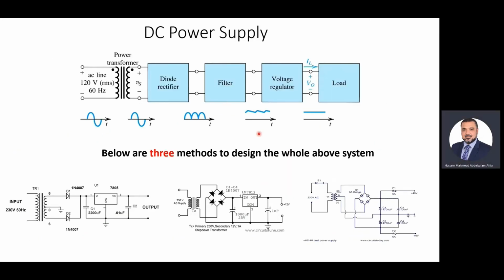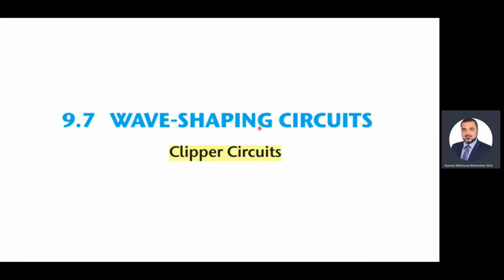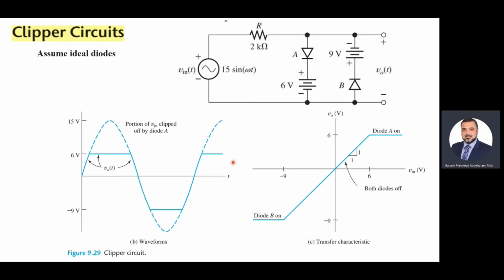This is the implementation. So how to design the whole power supply? We have circuit 1, circuit 2, and circuit 3. We have 3 circuits to design the power supply. Now we move to an important topic, which is the clipper or clipping circuits. In a clipping circuit, we will have the input. The input is always AC, something like this. This is the input, the red signal. We need to see what is the output.